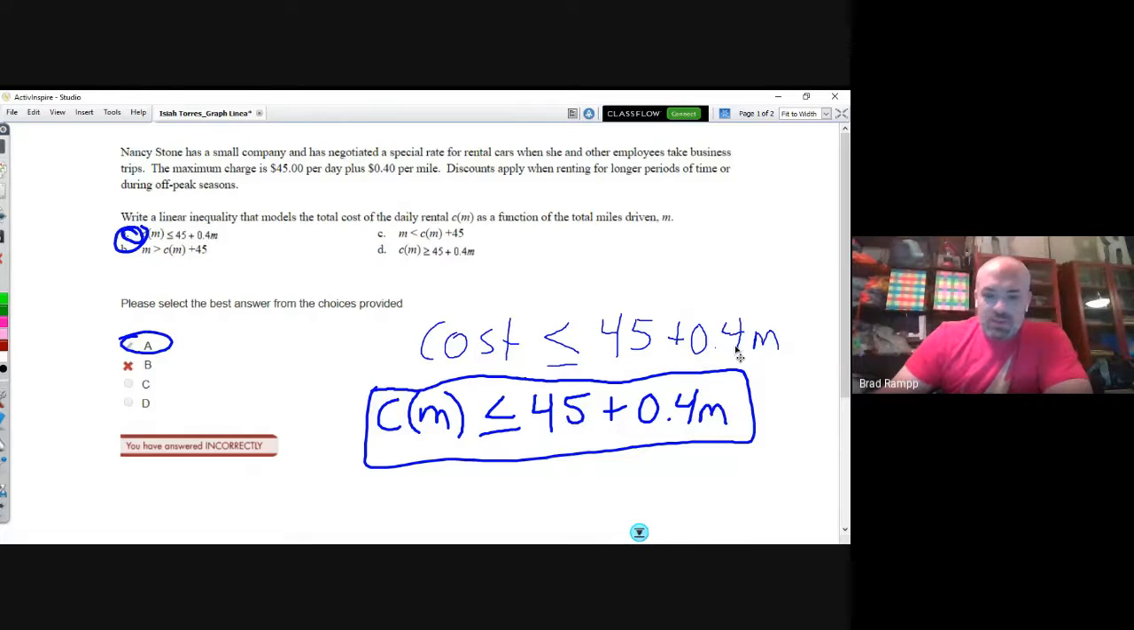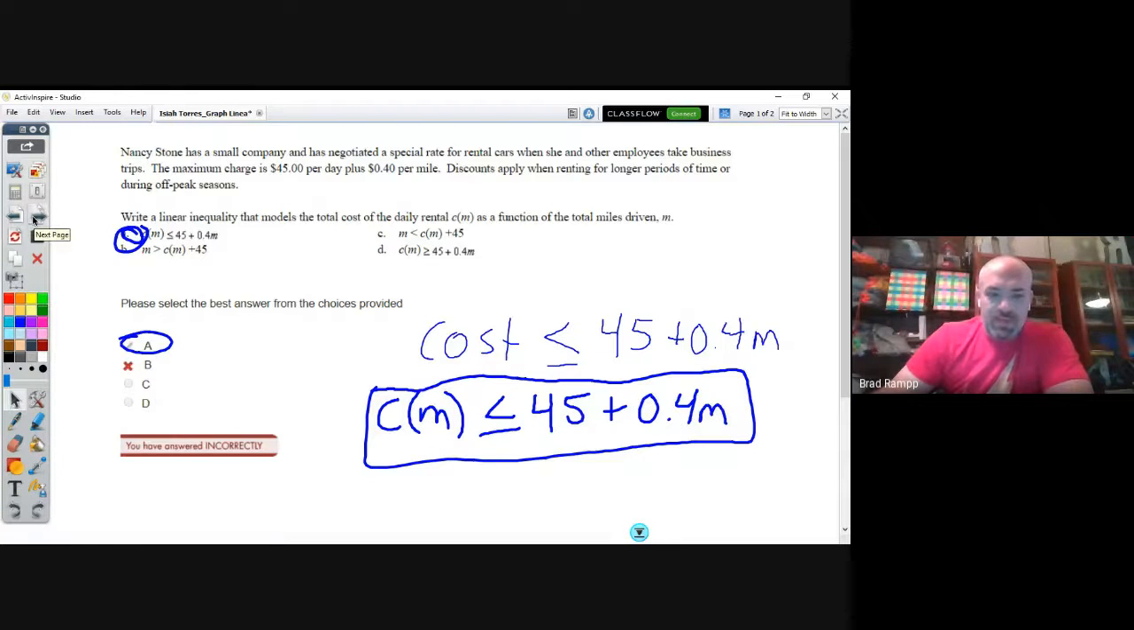So let's think about what goes into the cost. You have to spend $45 per day, no matter what, for the car, and then another 40 cents for each mile you drive. So you add that cost. And because it has to say less than or equal to that, use the less than or equal sign, replace cost with the variable C of M, and you're done. And answer choice A matches that. Let's try a graphing one.